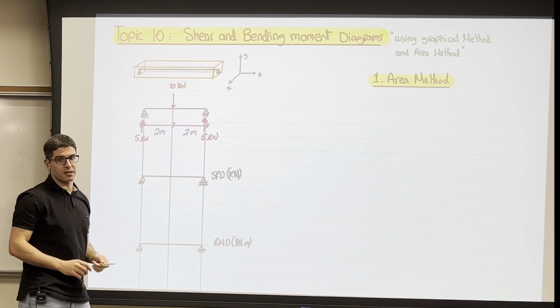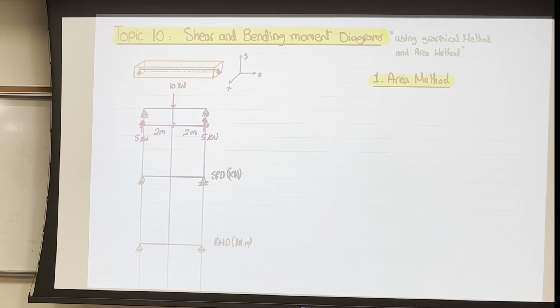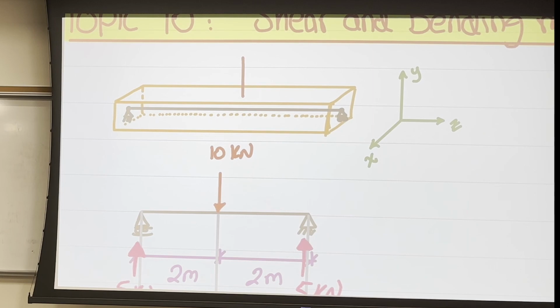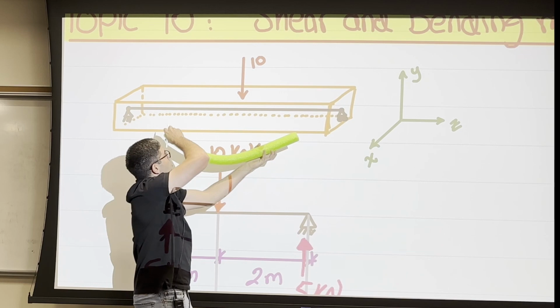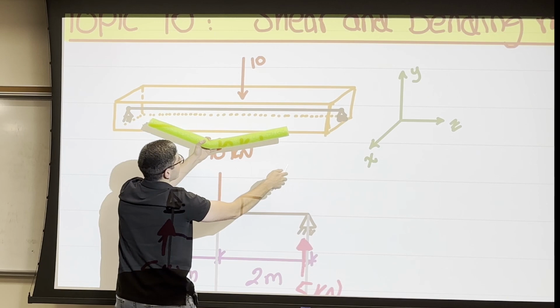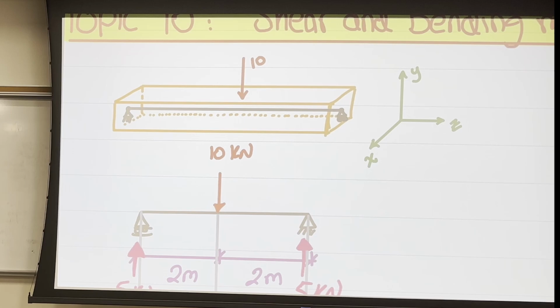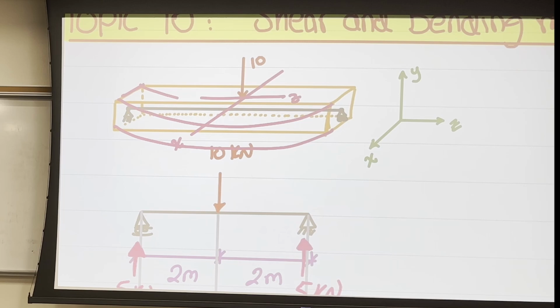If we had this 10 kilonewton here, and this beam is supported from both sides, and I applied this 10 kilonewton in the middle, it's going to bend like this, right? So which axis is this beam going to bend about? If we look, this beam is going to bend about the x-axis, because the x-axis passes here. So this is x, this is z, and the vertical is y. The beam bends like this due to the 10 kilonewton, which means it's bending about the x-axis.